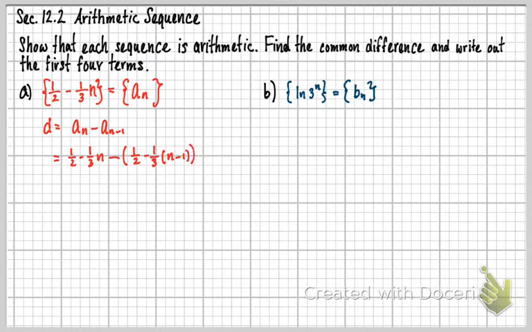Now I have to use a parenthesis here because this is a times, and this is a times here. So I have to use parentheses because it's n minus 1 that I'm multiplying. That's where people, if they did this, would probably make a mistake. So be careful. Now I'm just going to simplify this.